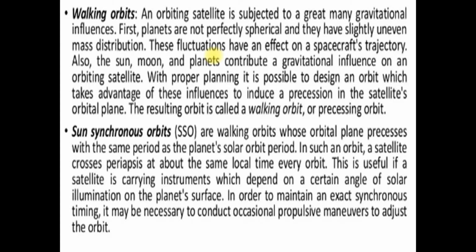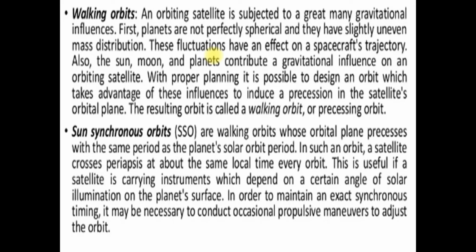Next, we move to Sun synchronous orbit or SSO. These are also walking orbits whose orbital plane precesses with the same period as the planet's solar orbit period. In such an orbit, a satellite crosses periapsis at about the same local time every orbit. This is useful if a satellite is carrying instruments which depend on a certain angle of solar illumination on the planet's surface. In order to maintain exact synchronous timing, it may be necessary to conduct occasional propulsive maneuvers to adjust the orbit.